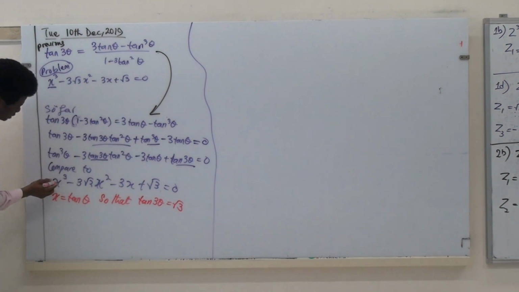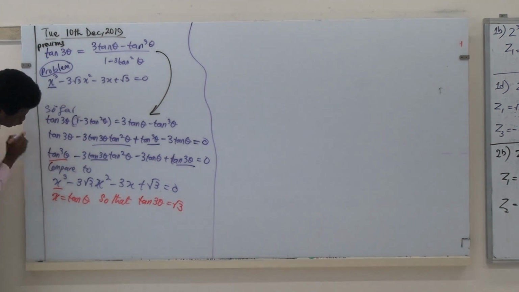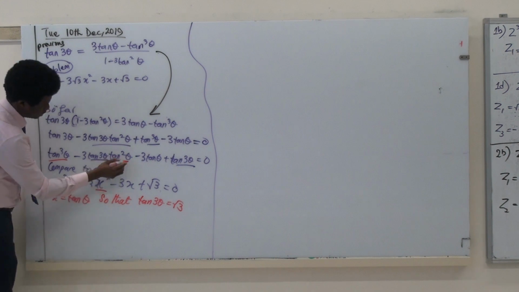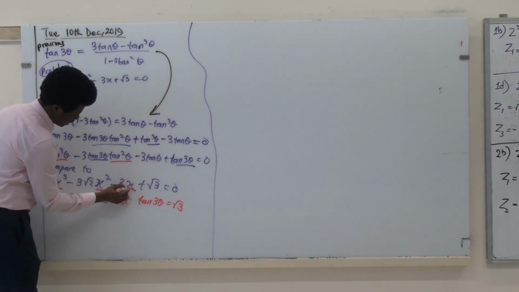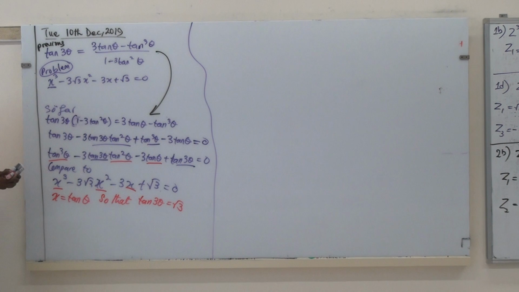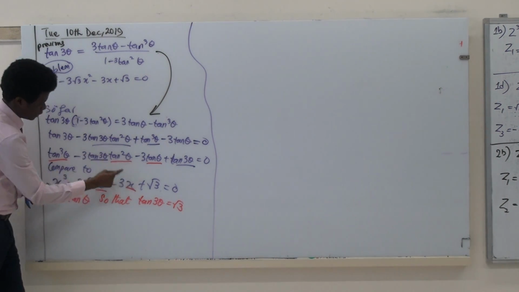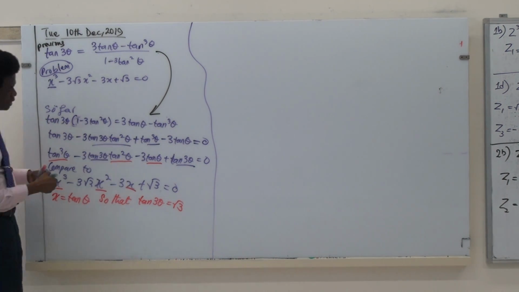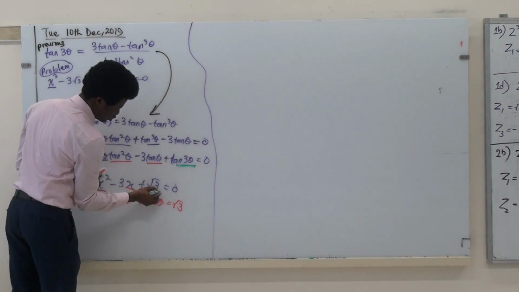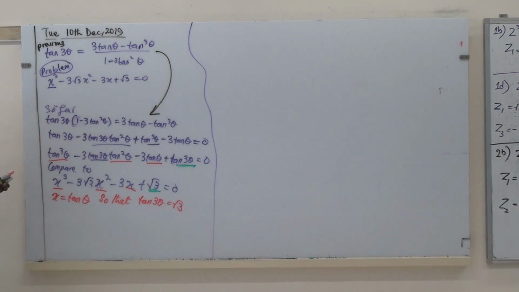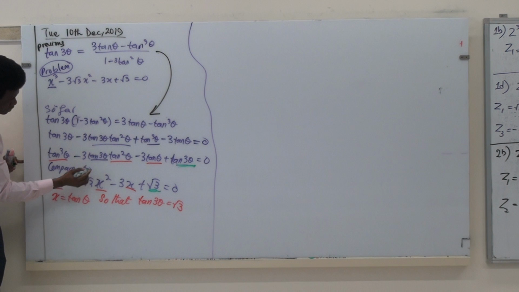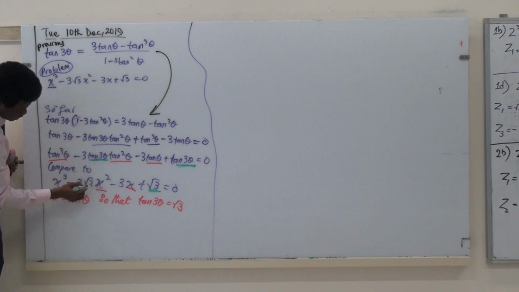Now again, this is x cube, tan cube. This is x squared, this is tan squared. This is x and this is tan. Now we have our 3 and 3. The only thing that looks different is that tan 3 theta is root 3. Maybe this is just a coincidence, but if you check the second term, you can see again tan 3 theta is root 3 here, and 3 remains 3.